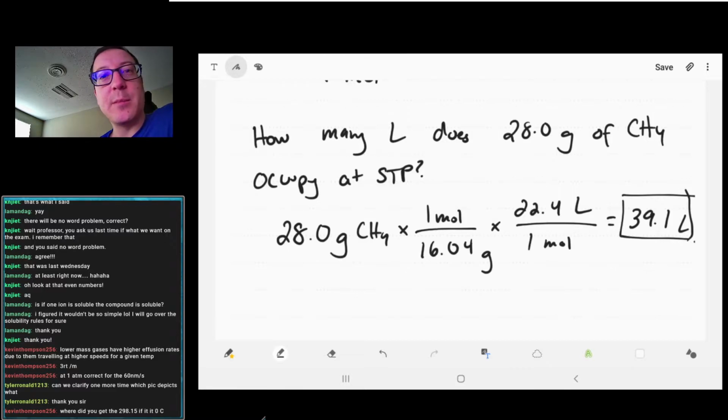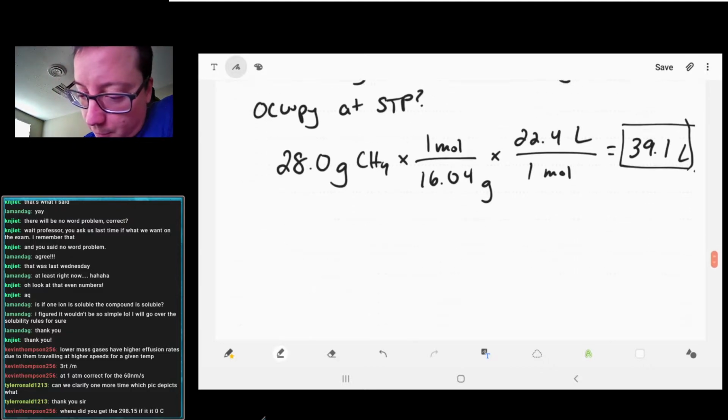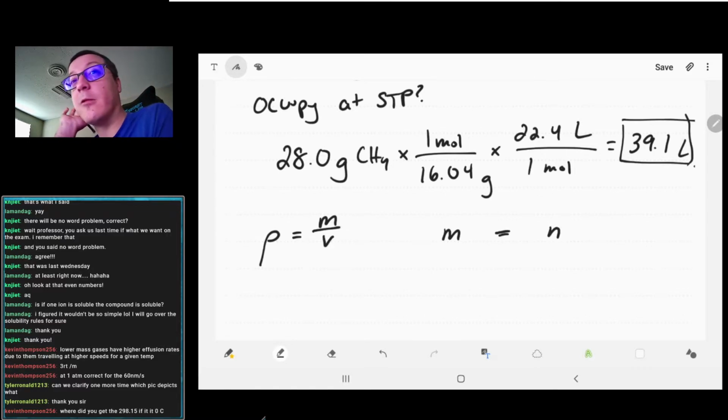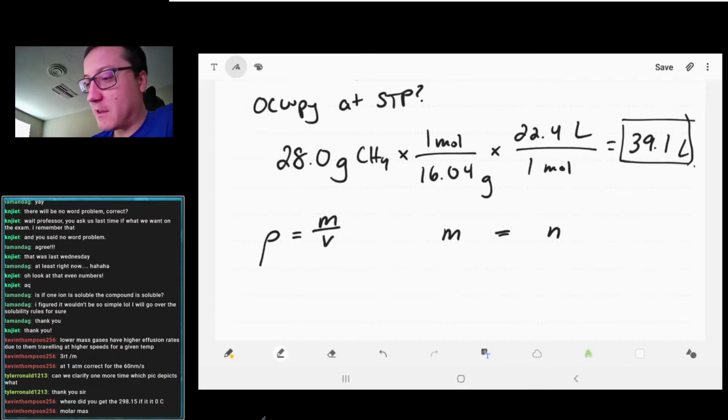We can also use this to make another equation. If we look back to way back when, we had density. Density was the ratio of the mass to the volume. We could use the ideal gas law to figure this out, or we can just use some fancy tweaking. How do we relate mass to moles again? Right, molar mass.